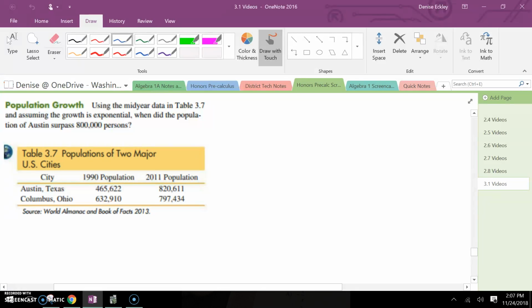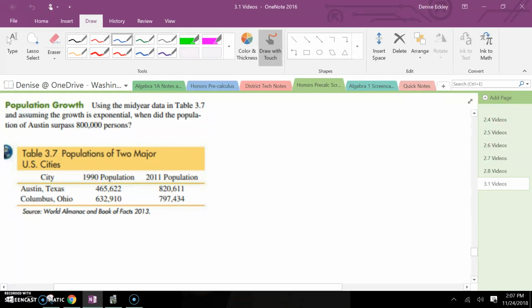Number 51 on page 262 is our first example in population models. This one asks us to use the table of values and assume the growth is exponential. And we're dealing with the city of Austin, Texas. And we want to know, when did the population of Austin surpass 800,000 persons?